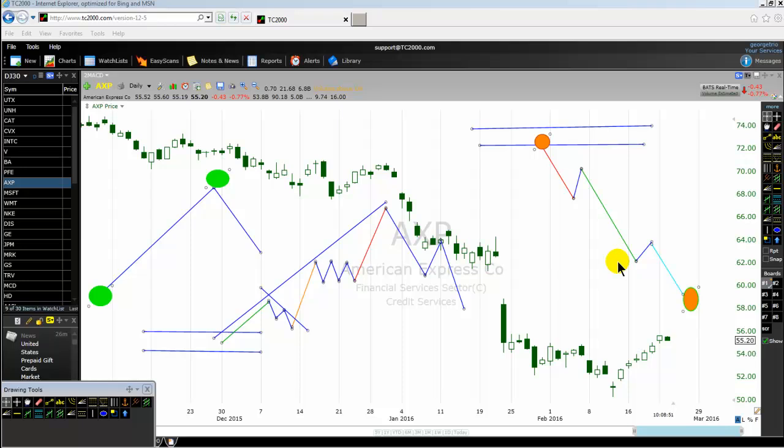How to forecast the financial market using the first Elliott Wave like a pro, part 2.